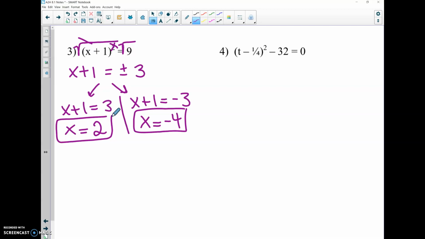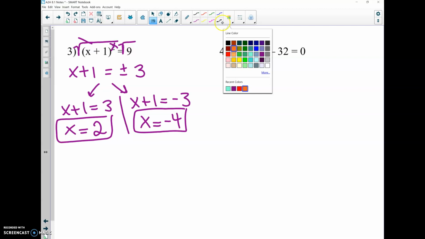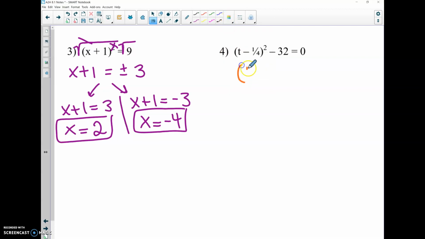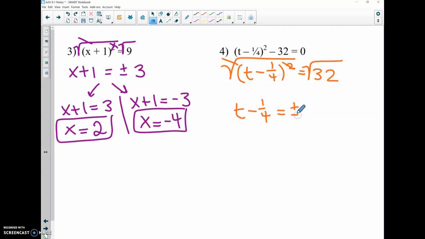All right, last example here. We have to isolate the parentheses here. So step 1 is move that 32 over. Let's use orange, why not? So t minus 1/4 squared equals 32. Now we're going to take the square root of both sides. t minus 1/4, that squared goes away, plus or minus the square root of 32. That is 16 times 2.